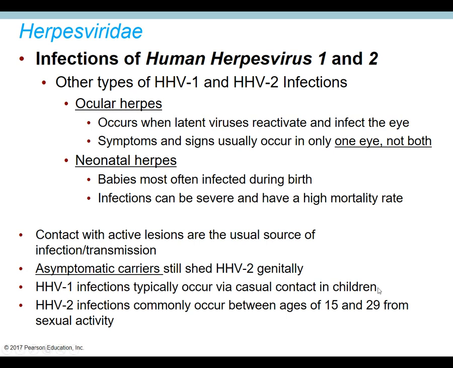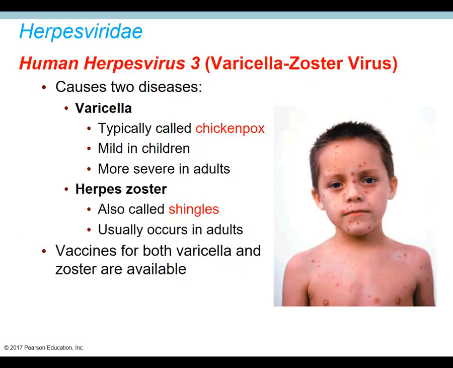HHV1 is typically passed around in children. So a lot of people have some latent HHV1. HHV2 is mostly from sexual activity in teenagers and early 20-year-olds around that age. Now, the third herpes virus, HHV3, is also called varicella zoster. And that's the disease, actually. Varicella is the disease name, and it's also called chickenpox.